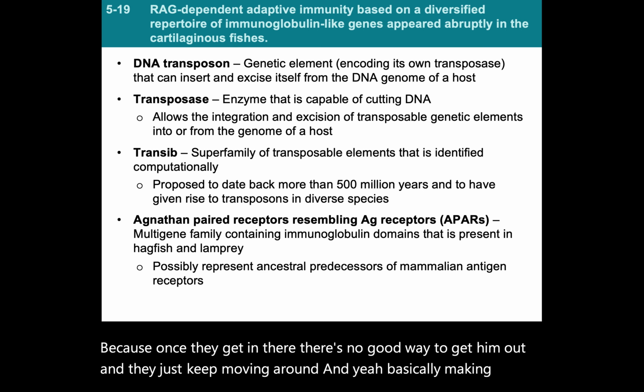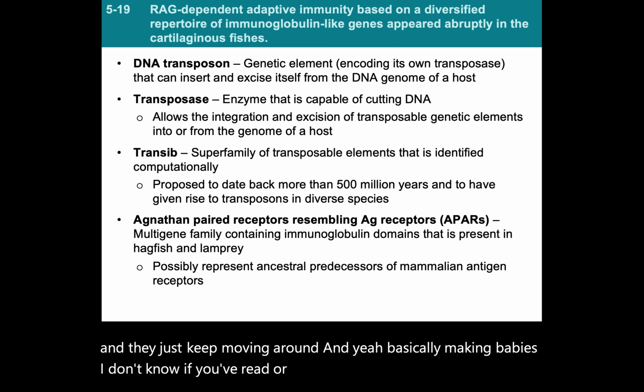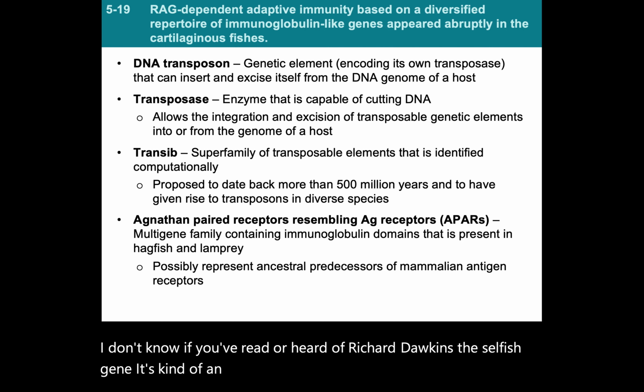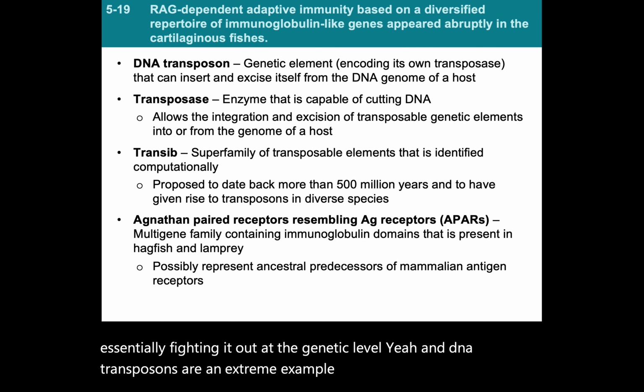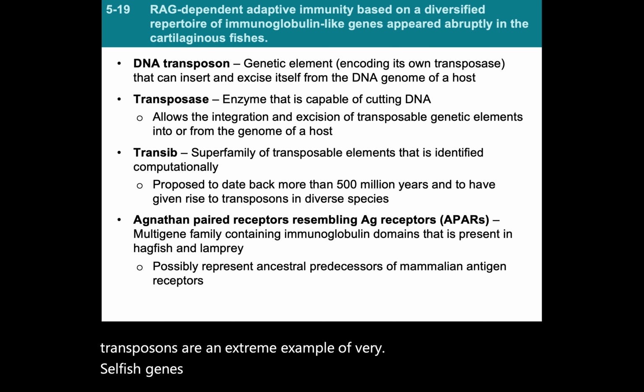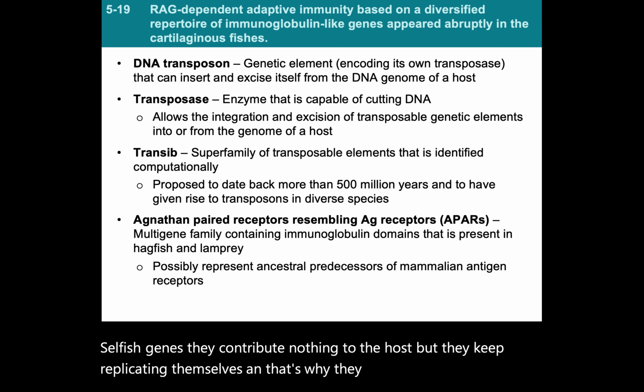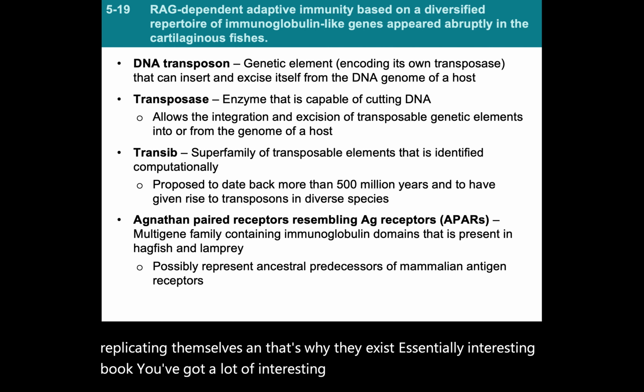I don't know if you've read or heard of Richard Dawkins' The Selfish Gene. It's kind of an explanation for evolution based on genes essentially fighting it out at the genetic level. And DNA transposons are an extreme example of very selfish genes. They contribute nothing to the host, but they keep replicating themselves, and that's why they exist, essentially. Interesting book. It has a lot of interesting stuff in it if you want to have a look at that.